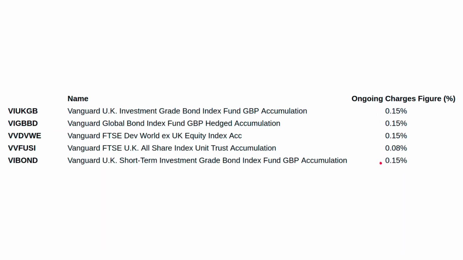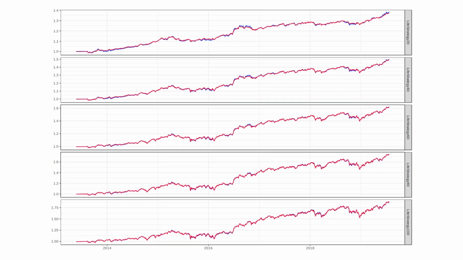So you can see the fees of the funds I chose are very low, with the largest being 0.15% per year, and the smallest being 0.08% per year. Let's see how closely the returns match those of the LifeStrategy funds. You can see it's not perfect. The blue line is LifeStrategy, and the red line is the approximation using just 5 funds. But considering the simplicity of these portfolios, they do a pretty good job.